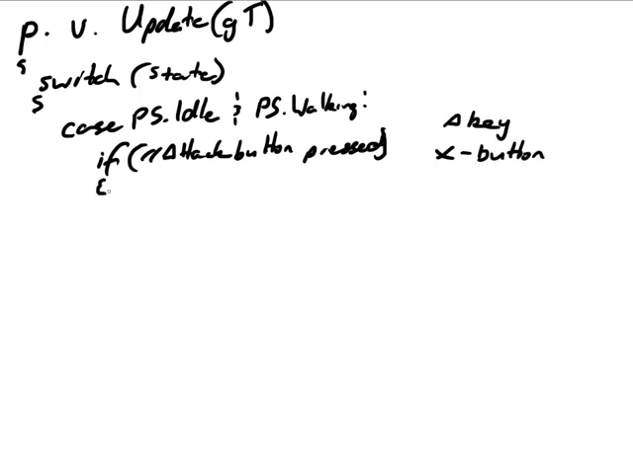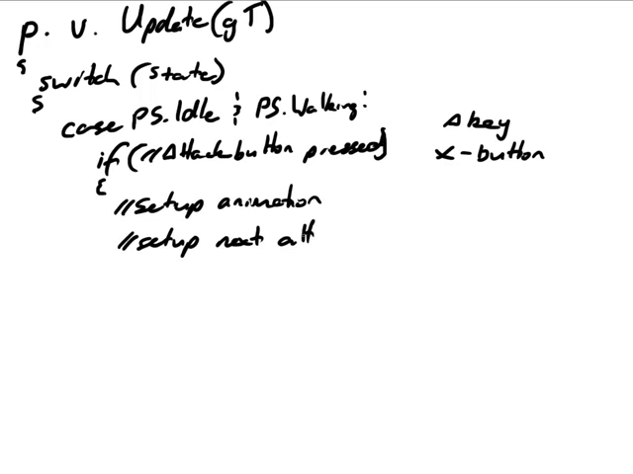Rightio, so if the attack button was pressed, what do we need to do? We need to set up the animation, which means set up the frame X, the frame Y, the origin, the draw width, the draw height, set the draw area, and we'll just call that one setup animation. And then we need to do a few extra things here. We need to set up the attack, or set up the next attack. Set up next attack input. Sounds pretty good. Okay, and what do I mean by that?